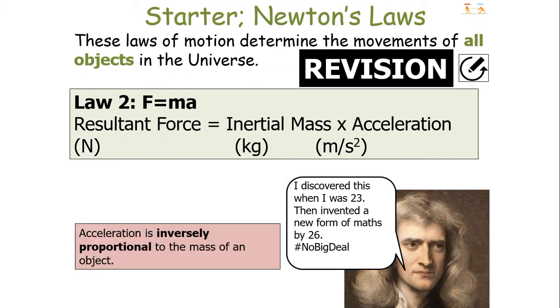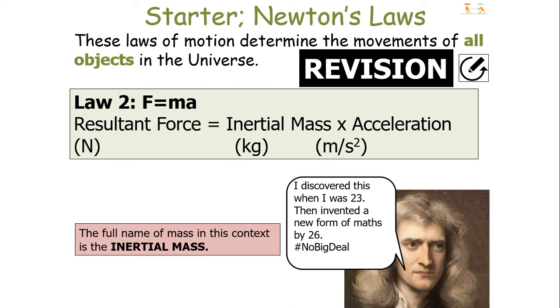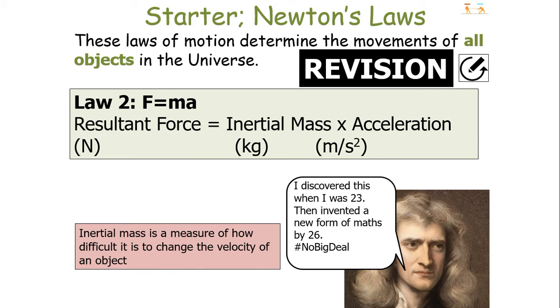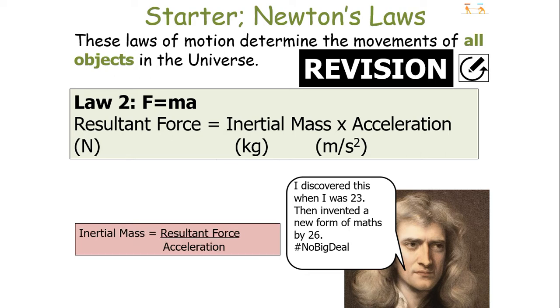But acceleration is inversely proportional to the mass of the object. The full name for mass in this context is actually the inertial mass. The inertial mass is a measure of how difficult it is to change the velocity of an object. The larger the inertial mass, the harder it is for the object to change velocity. So the larger the inertial mass, the harder it is for an object to accelerate.